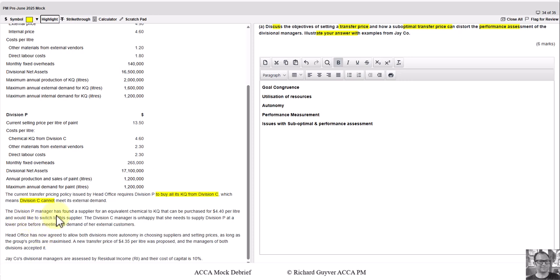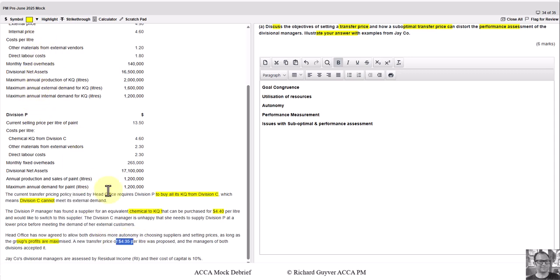Division P managers found a supplier for an equivalent chemical to KQ that it can purchase for $4.40 a litre. So it's buying at $4.60 internally, it can buy externally for $4.40. And so the Division P manager would like to switch. Division C manager is unhappy that she needs to supply Division P at a lower price before meeting the demand of external customers. Head office has now agreed to allow both divisions more autonomy in choosing suppliers and setting prices, as long as the group's profits are maximised.